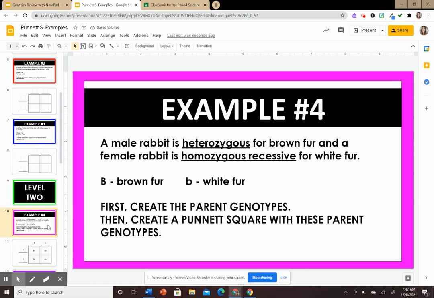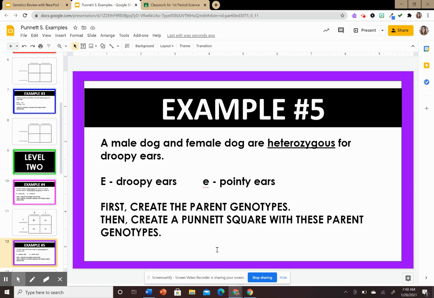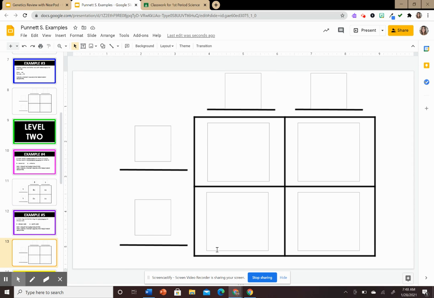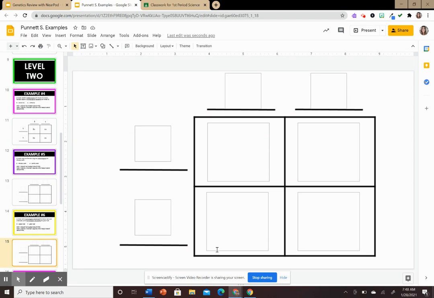So then we go back. Let's make sure we did everything we're supposed to. So we created the parent genotypes, and then it says create a Punnett square with these parent genotypes. Well, we did it. Perfect. So we can move on. So you'll complete example 5, example 6 the same way.